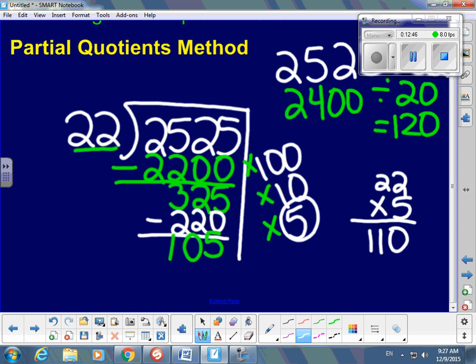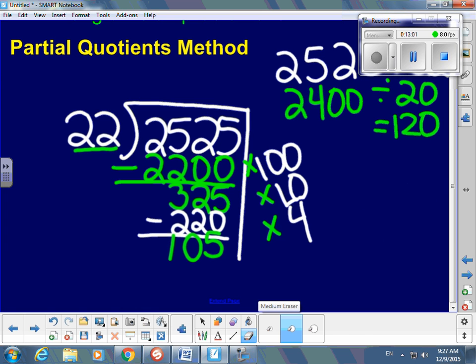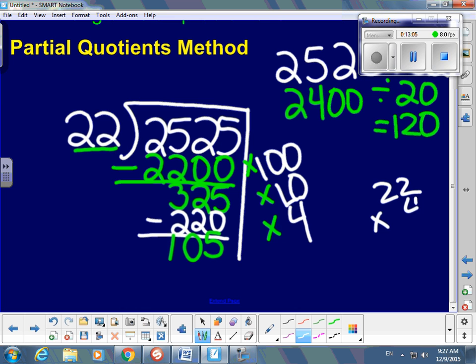Brooklyn? Brooklyn says maybe let's try 4 instead. So we're going to erase our 5 and we are going to try 4. So now we are doing, and let me erase this as well, 22 times 4. Is it still nice and easy? Yes, it is. Boys and girls, what's 22 times 4? 88. Go ahead and subtract.